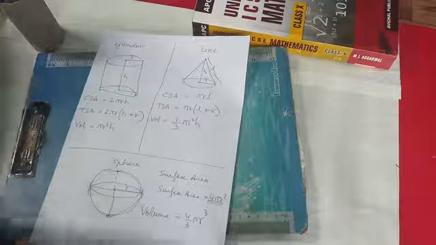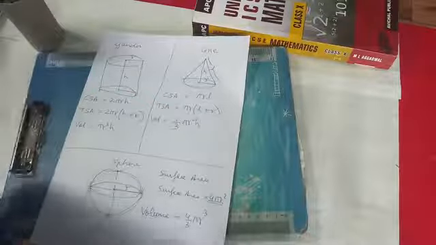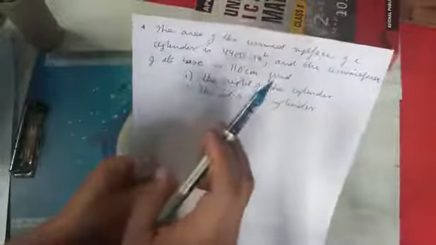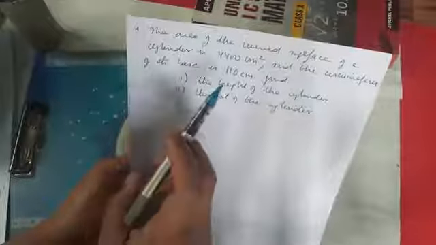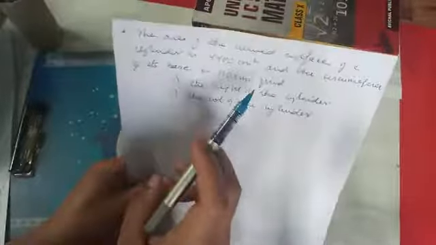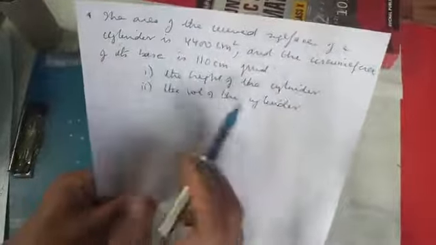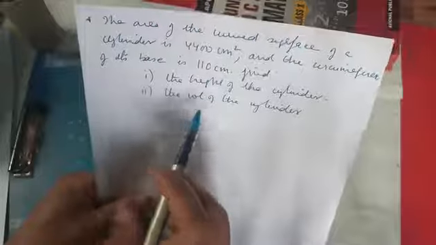Now, just to understand the concept, how the applications of the formulas are used, I will be doing some questions which come from ICSE. Okay, look at this question here. The area of the curved surface of a cylinder is 4,400 centimeter square and the circumference of its base is 110 centimeter. Find the height of the cylinder and the volume of the cylinder.